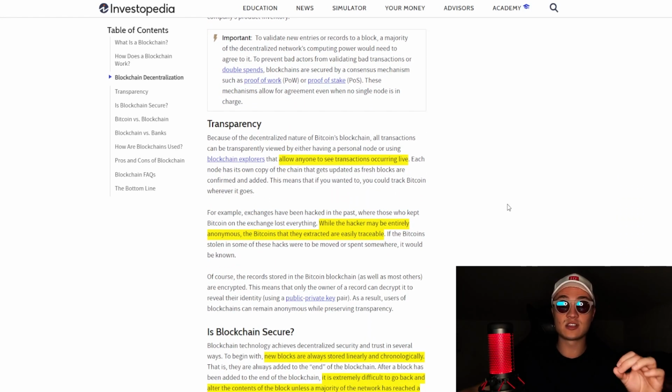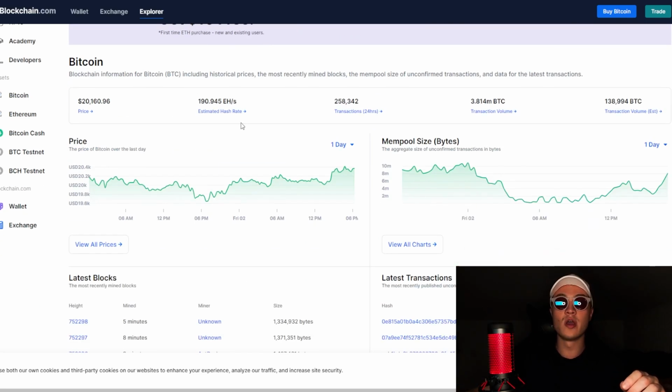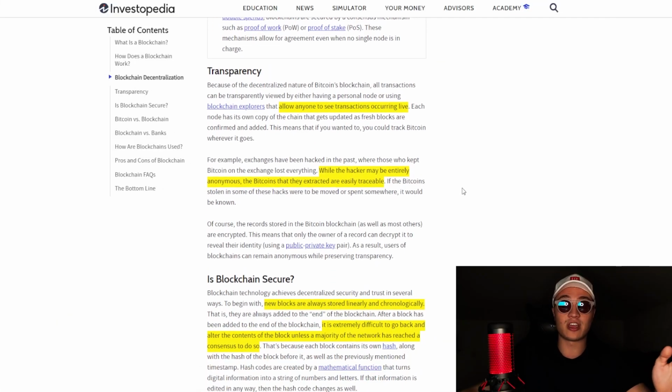Now, transparency is one other key factor when it comes to the blockchain itself. It allows anyone to see transactions occurring live. For example, you can head on over to the Blockchain Explorer. You can type in any transaction that you've made before with a string of numbers and letters, and you can check out who sent money to whom, anonymously, obviously, but from what address to what other address, what network to what network, and more. So that's pretty cool. You're able to check everything out.